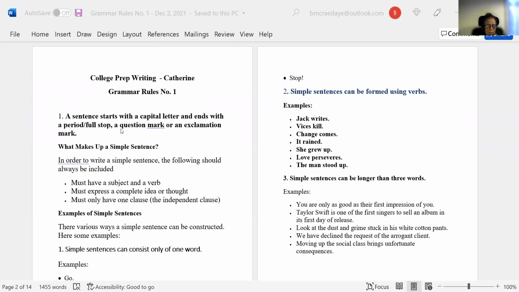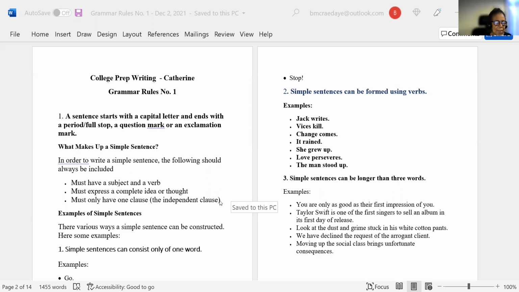Now, a sentence starts with a capital letter, ends with a period, or a question mark, or an exclamation mark. Now, what makes up a simple sentence? Every simple sentence must have a subject and a verb, and it must express a complete idea or thought. And it must have at least one clause. We call that an independent clause. In other words, that can stand by itself as a sentence.